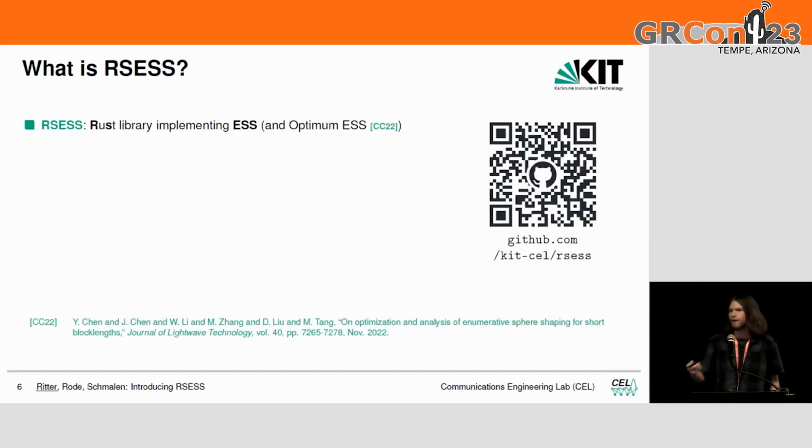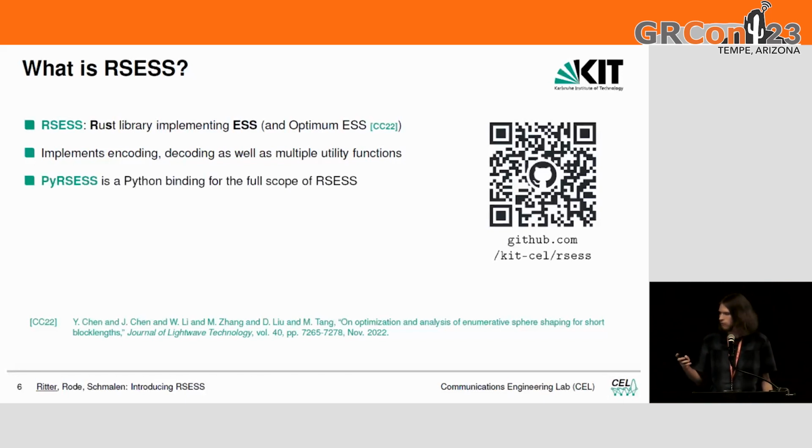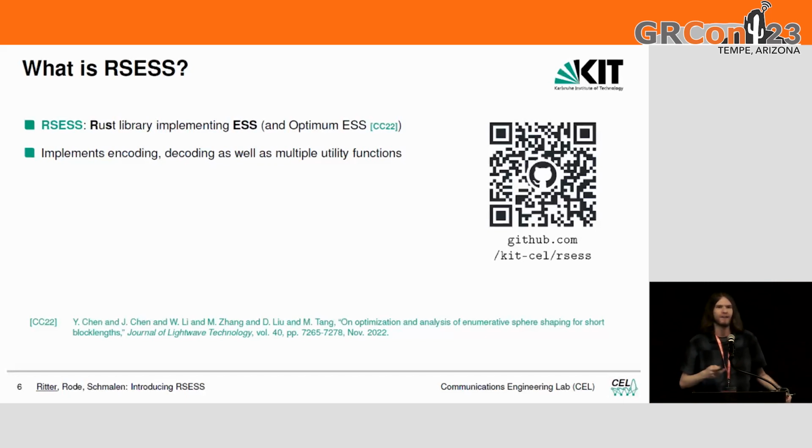RSESS stands for RS, Rust, and ESS is, of course, ESS. It also implements the optimum ESS algorithm, published in 2022 by Chen and another Chen. It's especially good for extremely short block lengths. It implements encoding and decoding, so from amplitude sequences to bits and vice versa, and things like the amplitude distribution and the average energy, which is good if you're doing a simulation. You have to find the average energy to do your normalization.